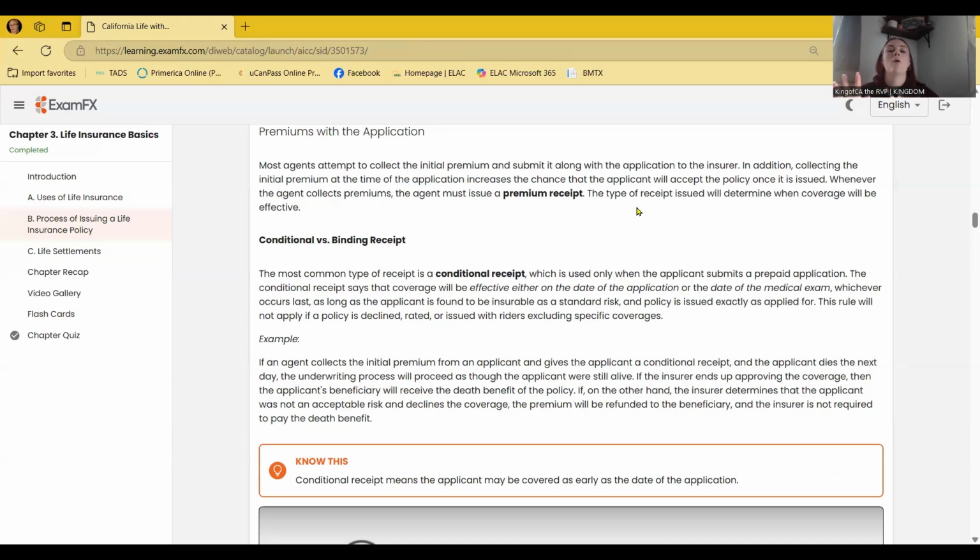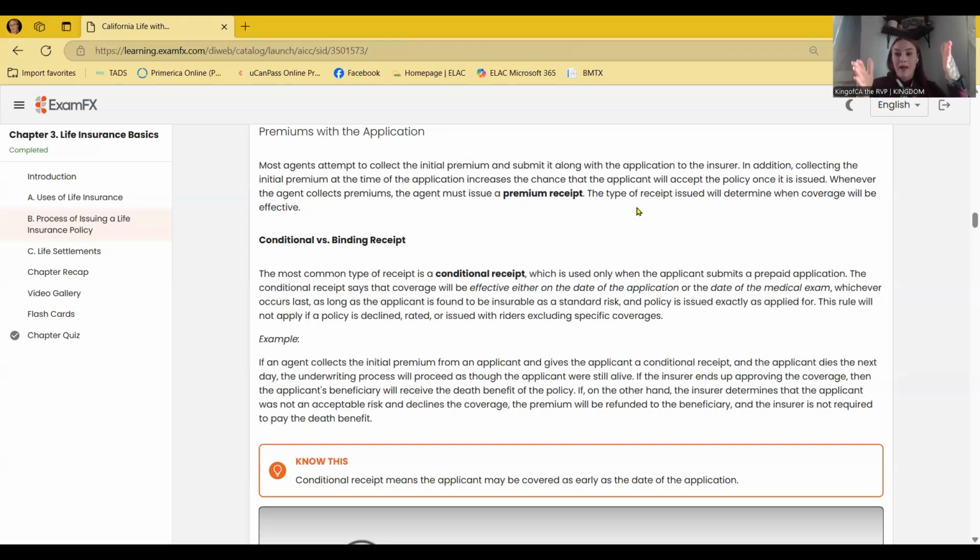Okay. Now, when we collect the premium at the time of application, we need to give them a premium receipt, right? We need to give them some kind of receipt telling them, yes, you have prepaid for it. So when a client prepays for their policy, they have what's called conditional coverage. Okay. What it means is, while we are waiting to hear whether they are or are not covered, right? Whether they're accepted or denied, in this middle area, they are conditionally covered for that period of time.